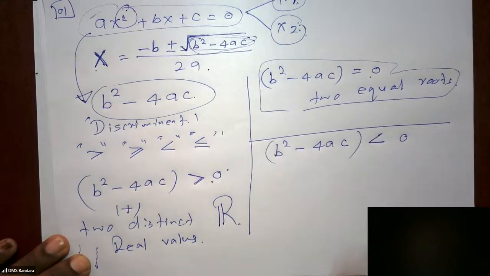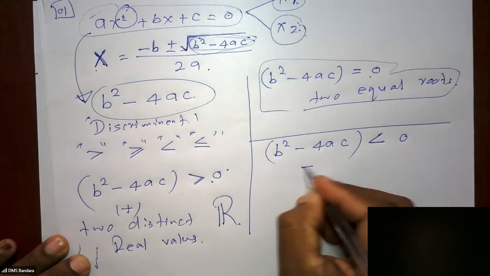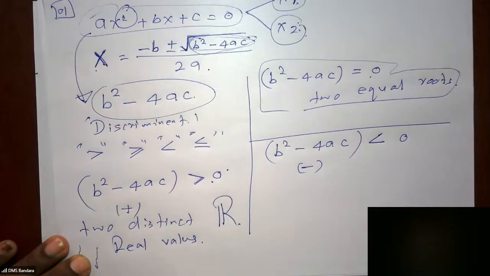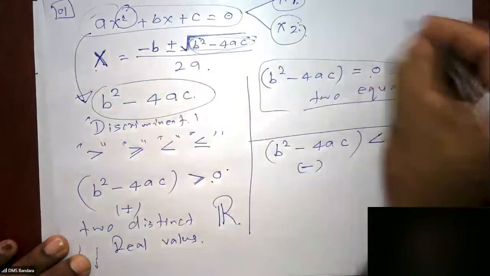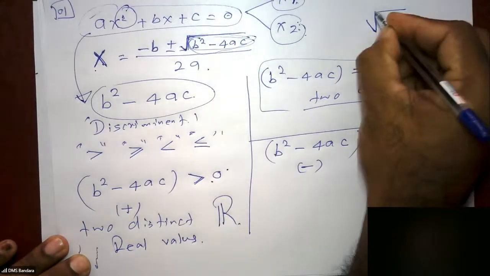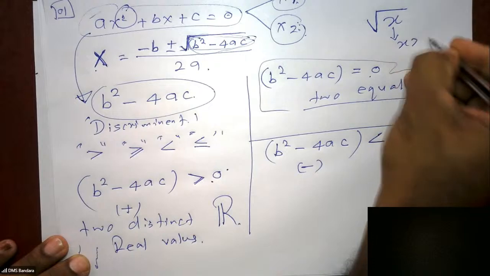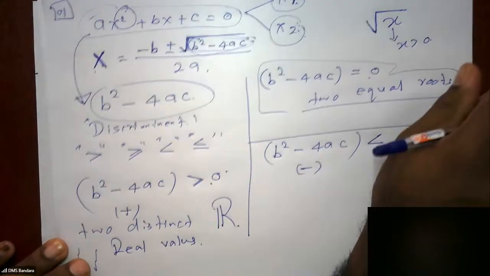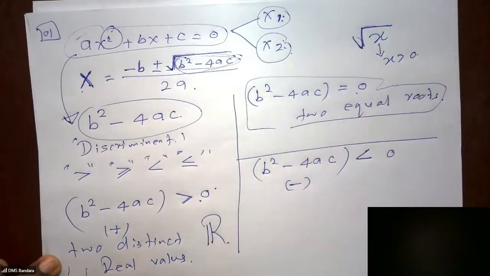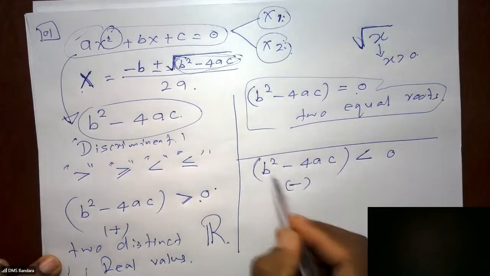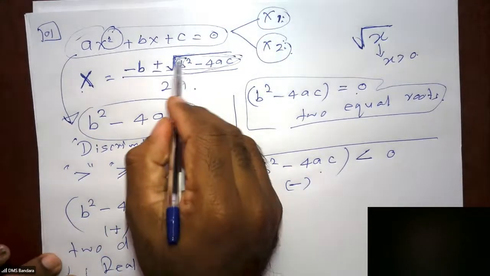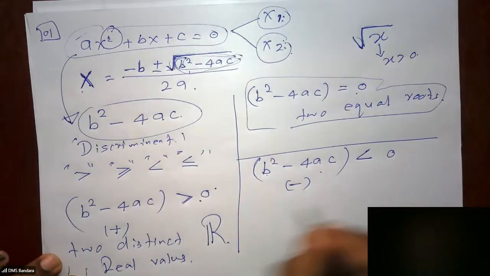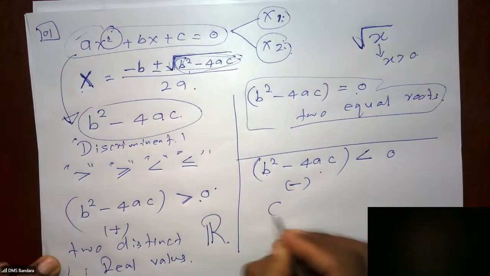It means this part is negative. The discriminant is negative, right? Now we should be careful. Whatever is inside the square root, this x should be positive. For positive x values, we can define the square root of x. But here the discriminant is negative, so something inside the square root is negative, and we say that value should be complex.